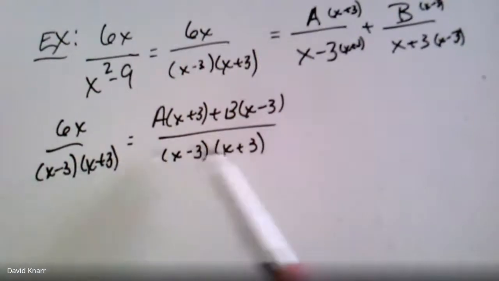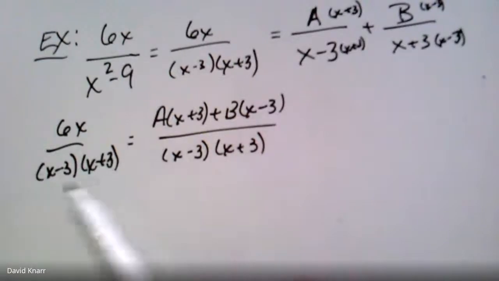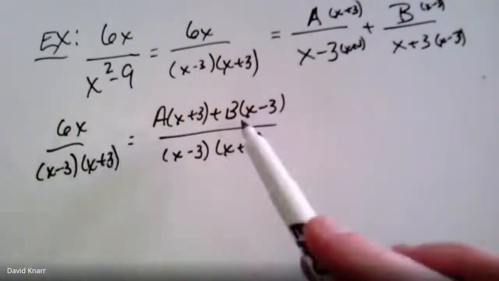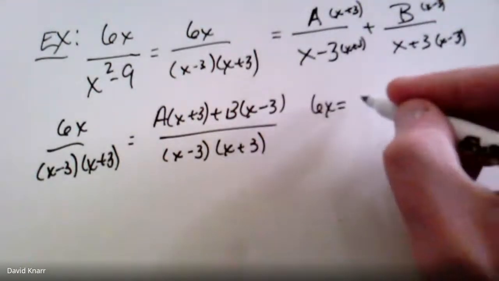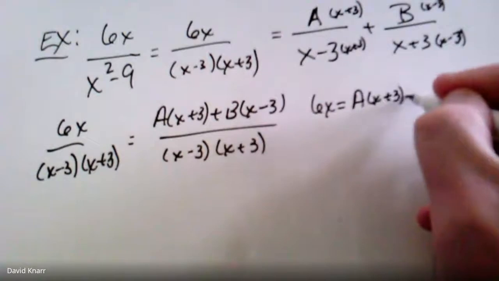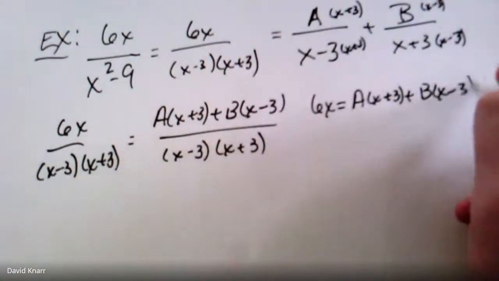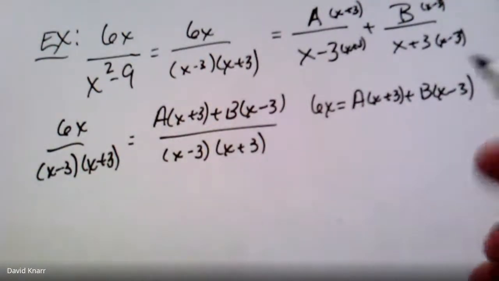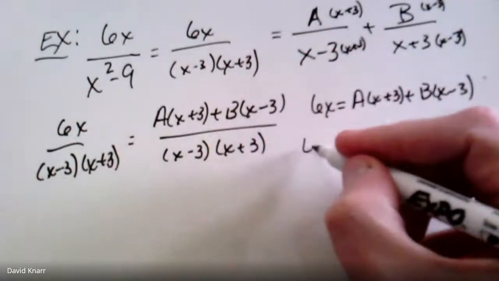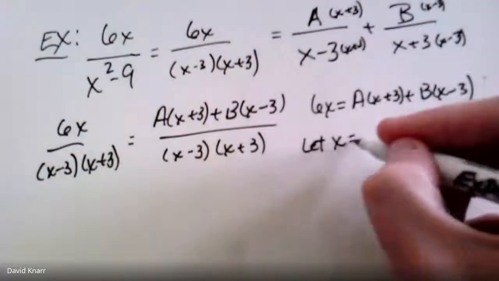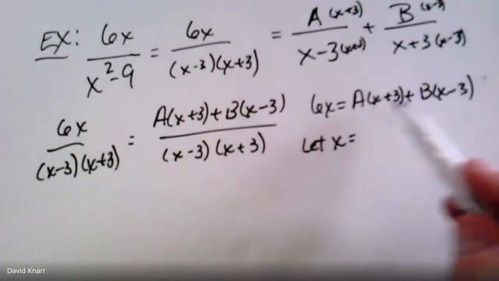Now I want these 2 to be equal to each other. I want these 2 fractions to be exactly the same. Well, the denominators already are exactly the same. So what I really want to be equal are the numerators. So I need 6x to be the same as a, x plus 3, plus b, x minus 3. So now I'm going to pick strategic values of x so that I'll zero out either a or b.